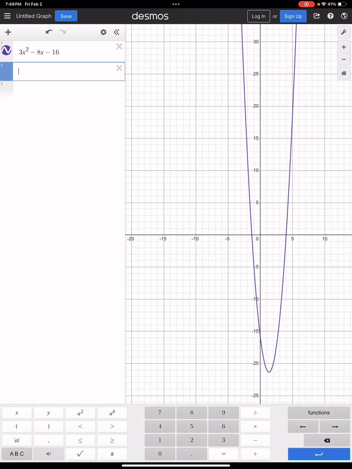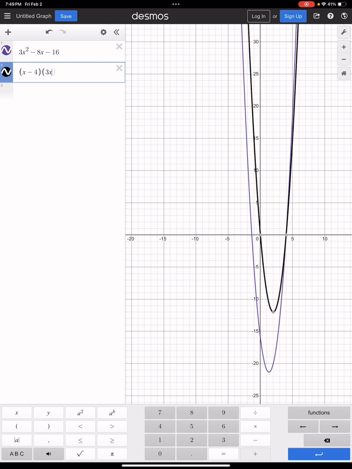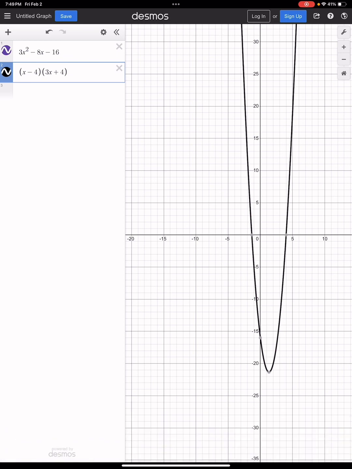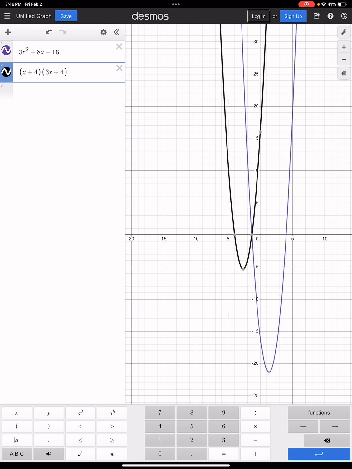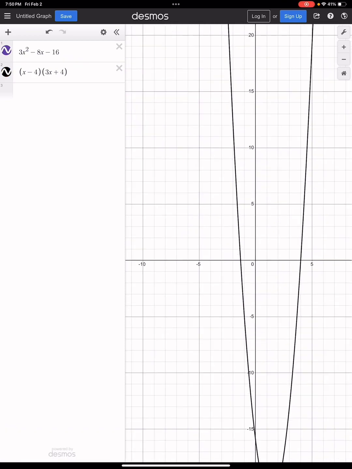Now, let's see if our factors are right. If our factors are right, it should line up perfect. x minus 4. And then the other one said 3x plus 4. And you notice it's exactly the same. All it did was change colors. You see that? If anything was off, even like a sign, let's say we accidentally put this as plus 4, you'll see that it'll be different. There it is. Perfect. Okay. And of course, Desmos always puts the important points.